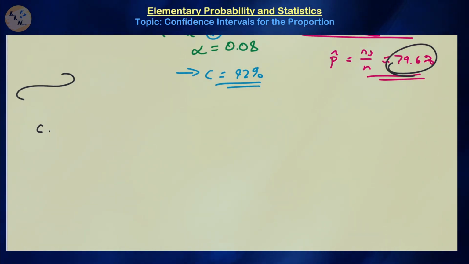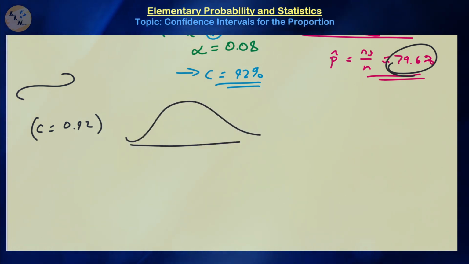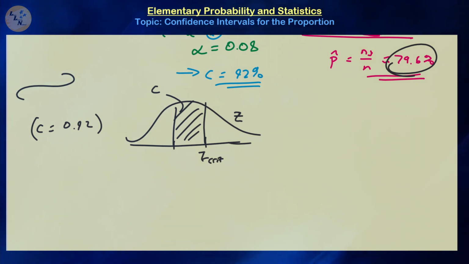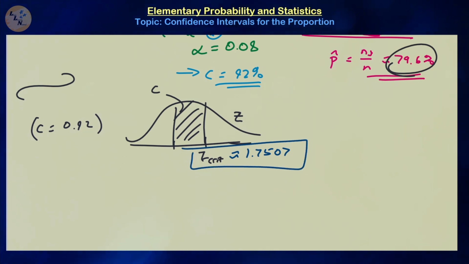So since C is 92% and we're doing hypothesis testing for the proportions, we're always going to be using a Z distribution to model critical values. So our Z critical value is going to be that (1 plus C) over 2 th percentile. And you can find that the Z critical value, which is the same as the last example we did, right? So that's going to be 1.7507 for our Z critical value.